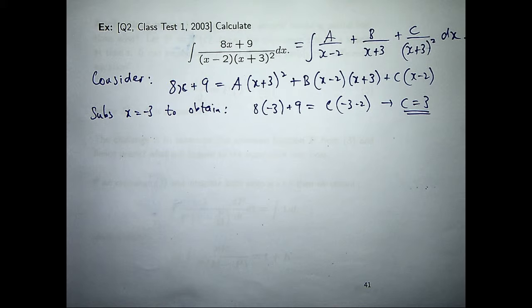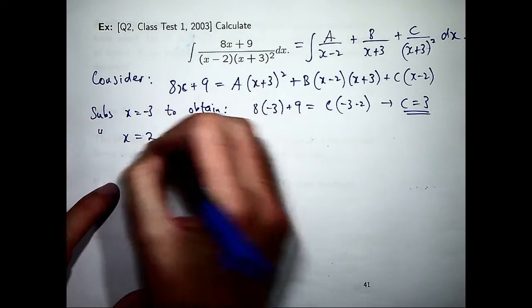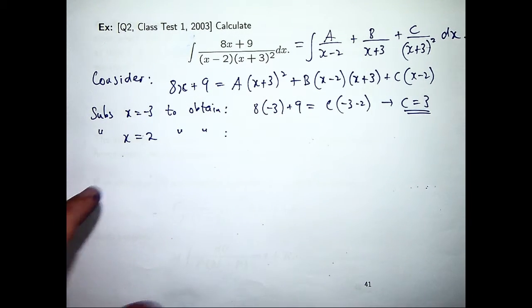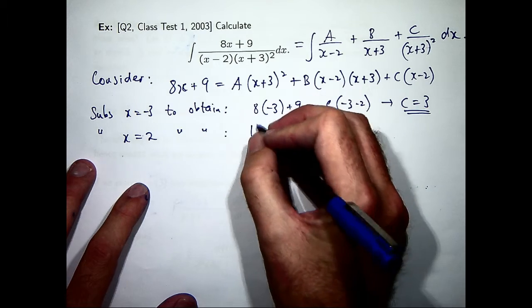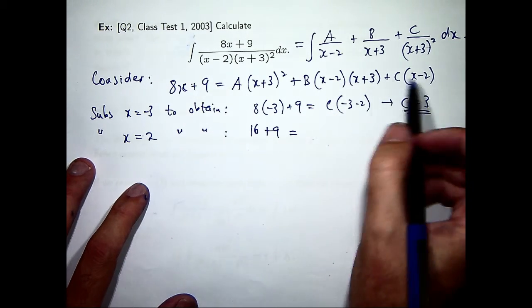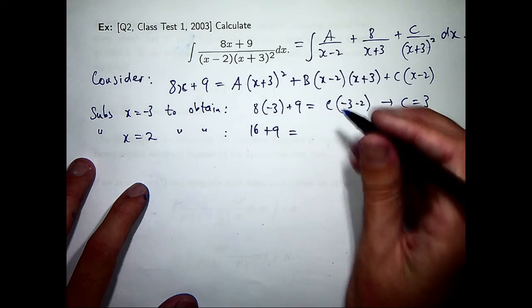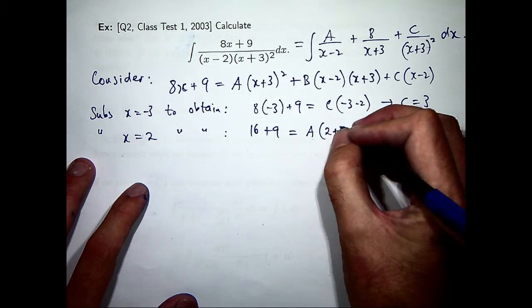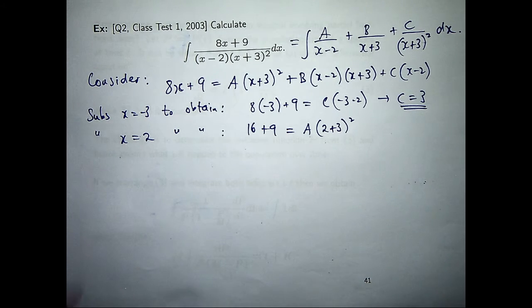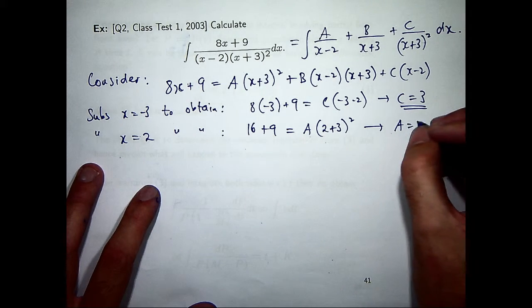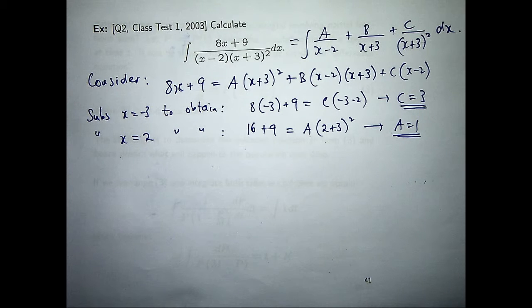Can anyone think of another good value to sub in for x? 2, yes. All right, so if we sub in x equals 2, that's going to disappear, that's going to disappear, and we're going to be left with something involving a. If you solve this, we'll get a equals 1. So we've got 2 of our 3 constants. We're feeling pretty good.